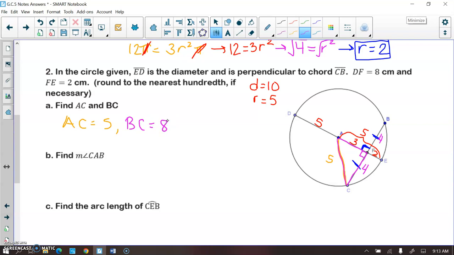Now it says to find the measure of angle CAB. In order to do that, I'm going to find CAF, and then I'm going to multiply by 2, because I know that this angle is congruent to this angle since this is an isosceles triangle. In an isosceles triangle, the altitude bisects the angle. So to find angle X, I have a right triangle. I have the opposite side of 4, a hypotenuse of 5. So let's use inverse sine.